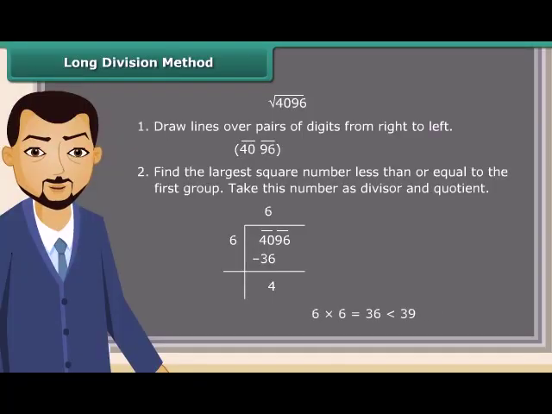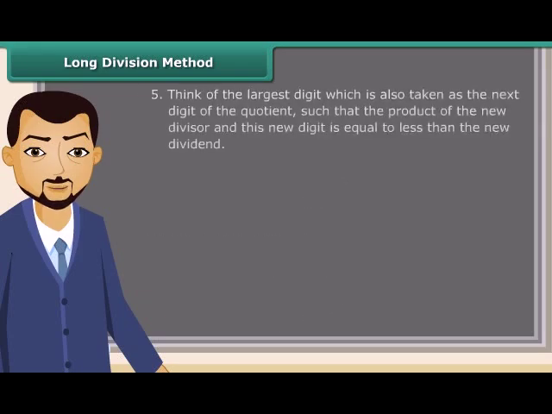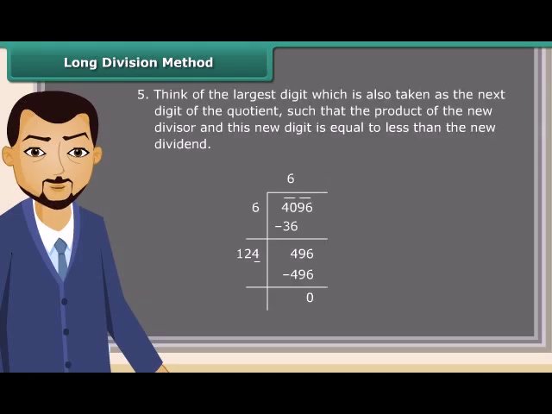Now subtract 36 from 40. After that, bring down the next bar, that is 96, to the right of the remainder. Now double the divisor. Next, think of the largest digit, which is also taken as the next digit of the quotient, such that the product of the new divisor and this new digit is equal to or less than the new dividend. Here we have 124 multiplied by 4 equal to 496. Since the remainder is 0, the square root of 4096 is 64.